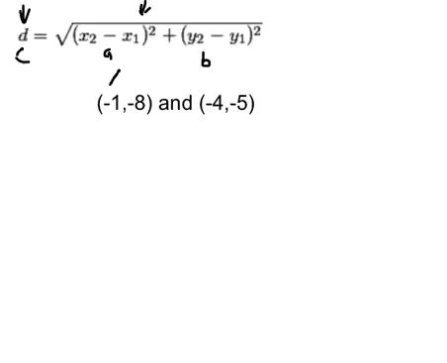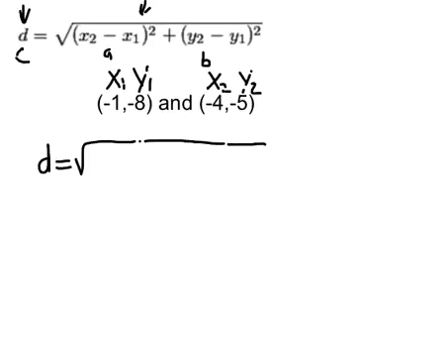So I'm going to call this particular point x1, and this would be my y1. This would be my x2, and this would be my y2. So I'm going to substitute those values into the formula. So here's my d, and this is equal to, my distance is equal to the square root, and I'm going to put in my two x values and then my two y values. So my x2 is over here, it's -4. So -4, and then I'm subtracting my x1 value, which is -1. And then I'm going to square that whole thing.